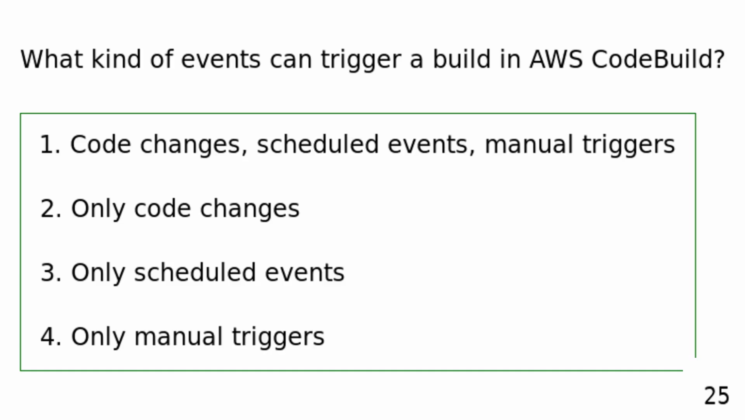What kind of events can trigger a build in AWS CodeBuild? Code changes, scheduled events, manual triggers. Only code changes. Only scheduled events. Only manual triggers.